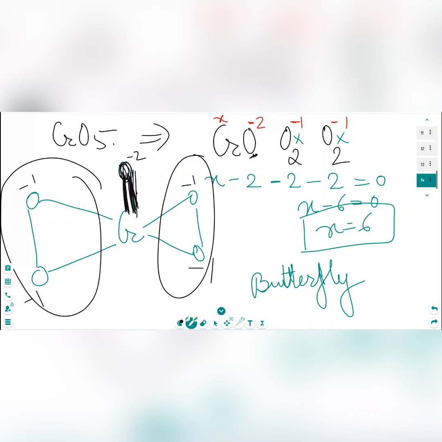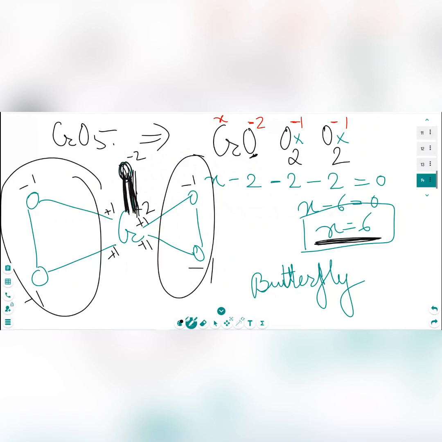And what are the charges on chromium? It will be like this. See, it is -2, so here it will be +2. This will be +1, this will be +1, this will be +1, this will be +1. So 2 + 1 is 3, + 4 is 5, and 6. That's what my oxidation state is.